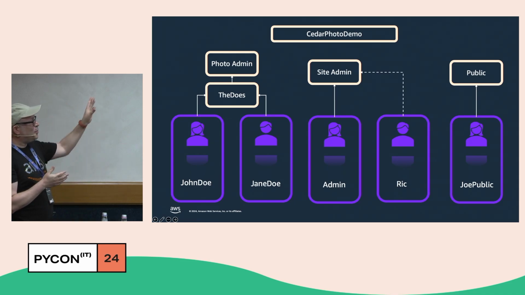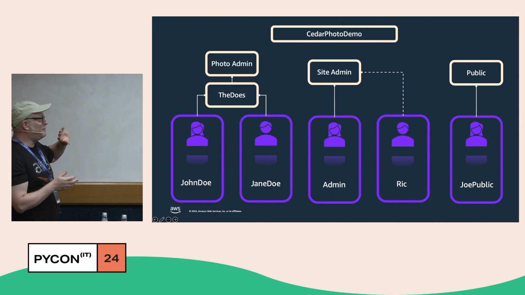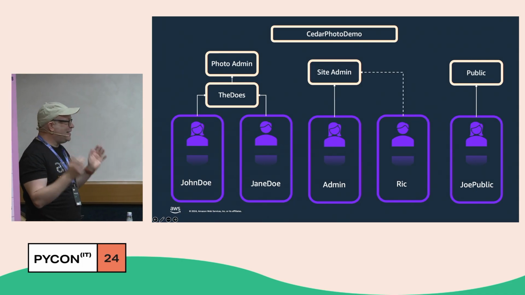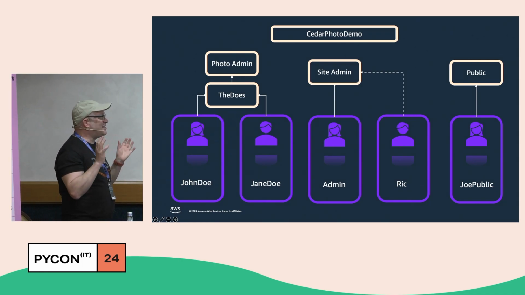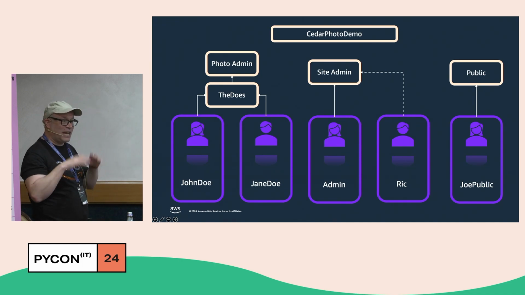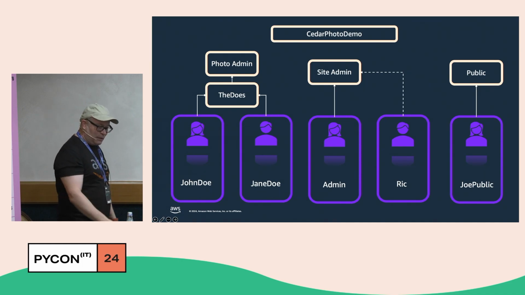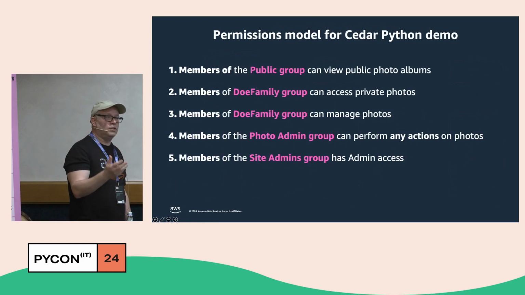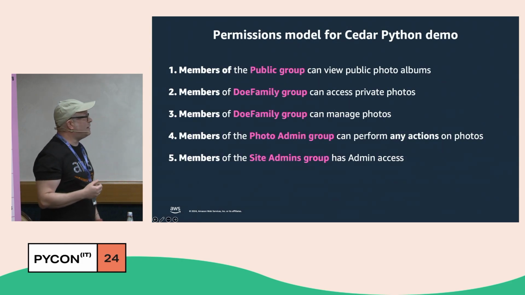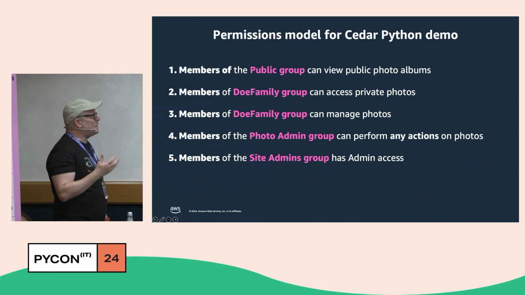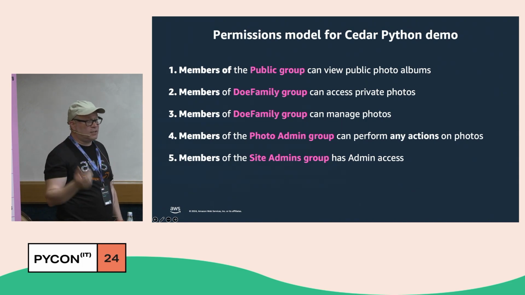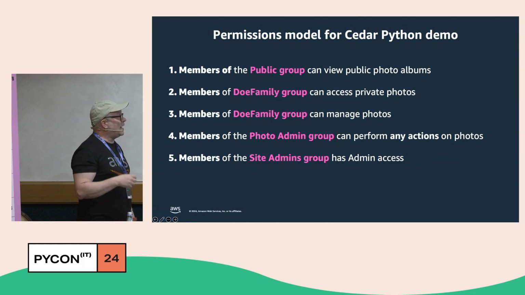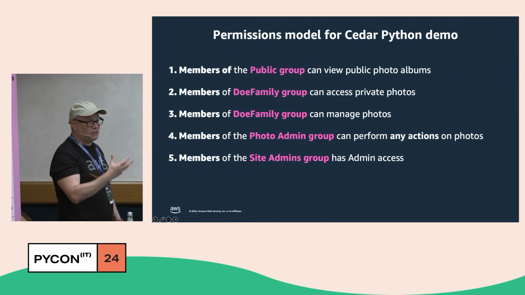And they own a number of photo albums. So it's a photo sharing app. And we have admin who runs the site. We have me, that is a site admin, and then we have Joe Public, who is anyone, right? And this is typically the kind of authorization model you might want to model, right? You might have, for example, rules around members of the public group, or maybe just authenticated users, can access an album. Only members of the Doe family can access private photos or manage photos, that kind of thing.